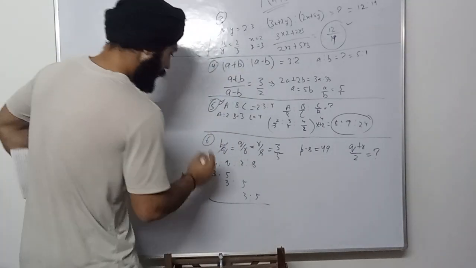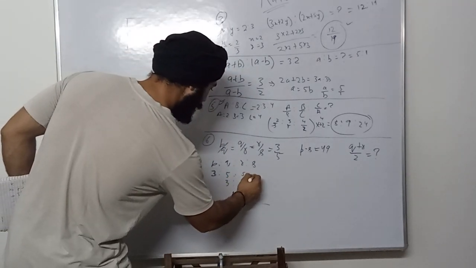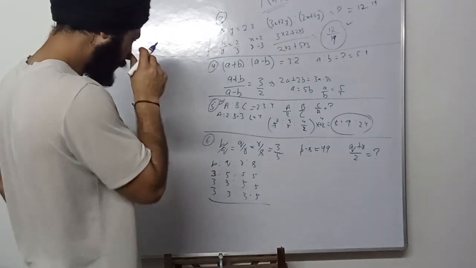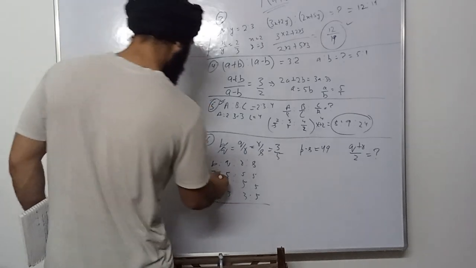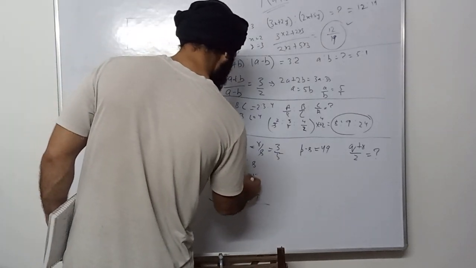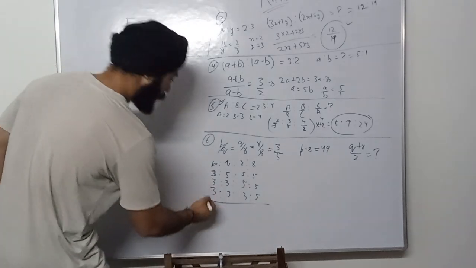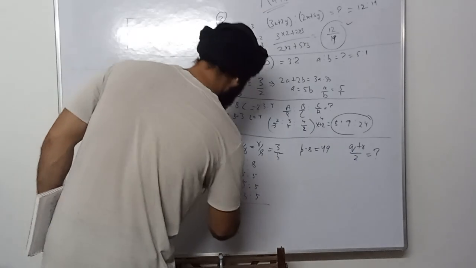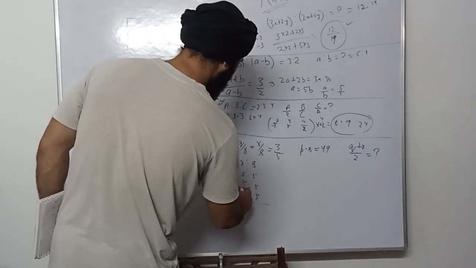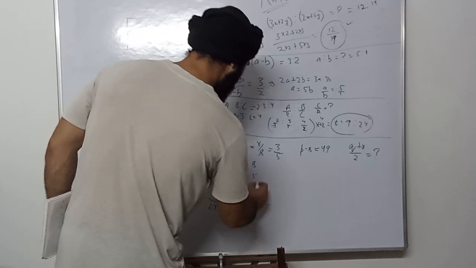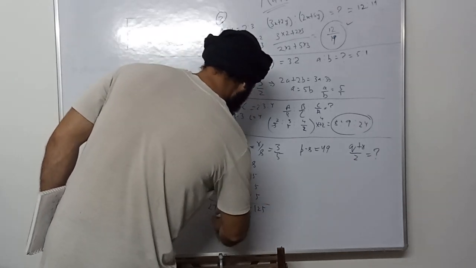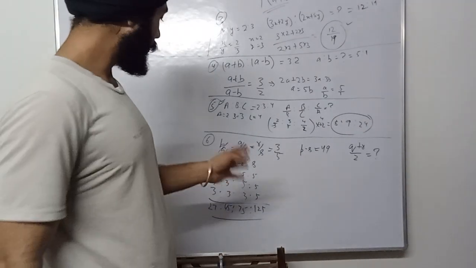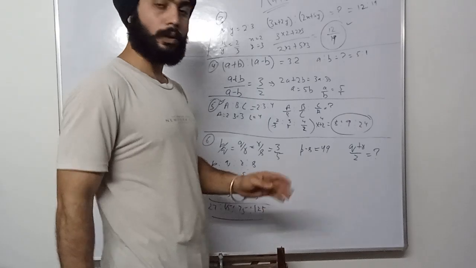Now 5, 5, 5, 3, 3, 3. Can we cut any? No, we cannot cut any values. So we have to multiply it. 27, 45, 25, 75, 125. This is our ratio. P ratio Q ratio R ratio S is 27 ratio 45 ratio 75 ratio 125.